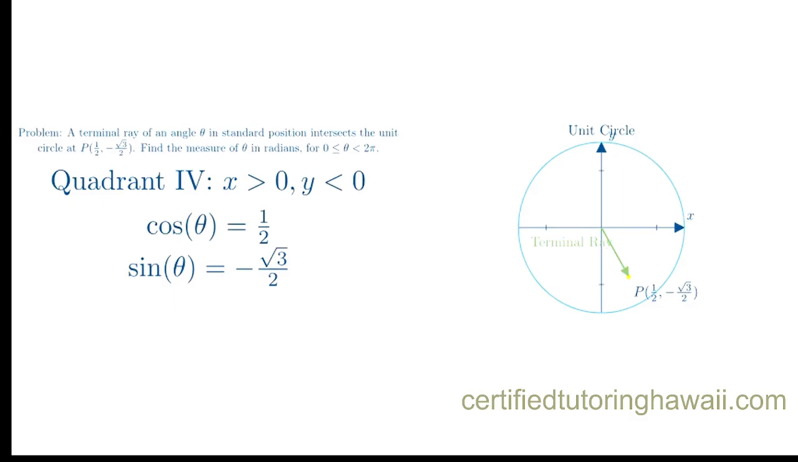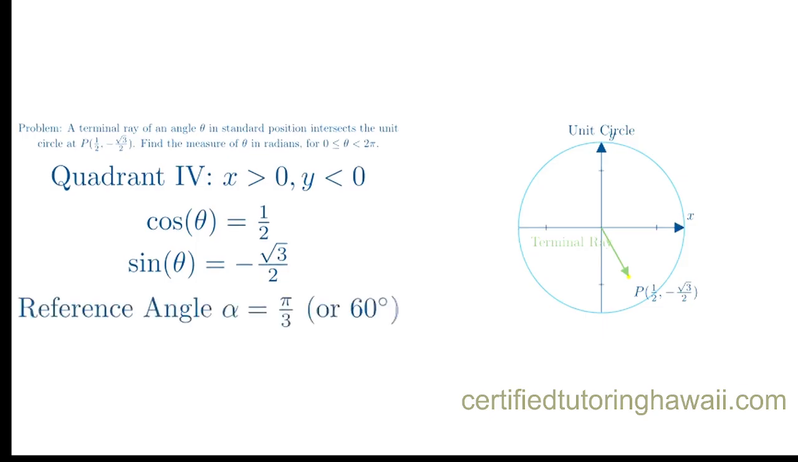Looking at the coordinates, which should now be familiar, suggests that this point comes from a reference angle of pi over 3, or 60 degrees. The values 1/2 and root 3 over 2 are the sides of a 30-60-90 triangle with a hypotenuse of 1. If the hypotenuse is along the y-axis, the angle at the origin would be 60 degrees. Let's form a reference triangle by dropping a perpendicular from P to the x-axis. So, our reference angle is pi over 3.